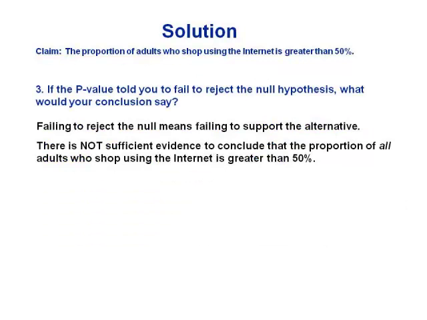Now, what if instead of having a very, very small p-value, we had a larger one, maybe 10% or 15%, not small enough to say that the null hypothesis is unlikely? Well, then we would have to fail to reject the null. If you're failing to reject the null, that means you are not able to support the alternative. And remember, the alternative was the claim on this one.